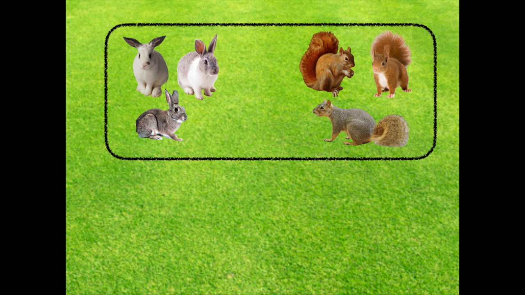Now it's time for us to write an equation to represent the story. We'll start by showing the groups that are being joined together. We can do this by writing 3 plus 3. The plus sign shows that the groups are being joined. Now we need to show how many animals in all. We can do that by writing equals 6. This means that 3 plus 3 is the same as 6.